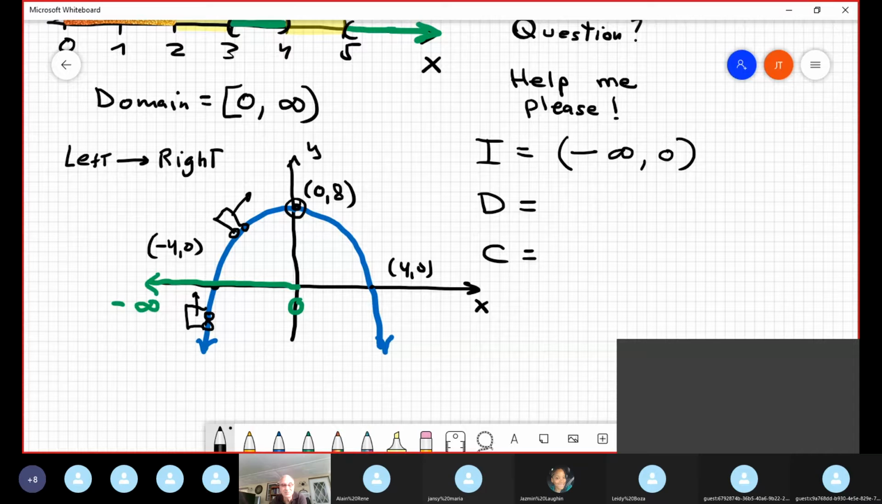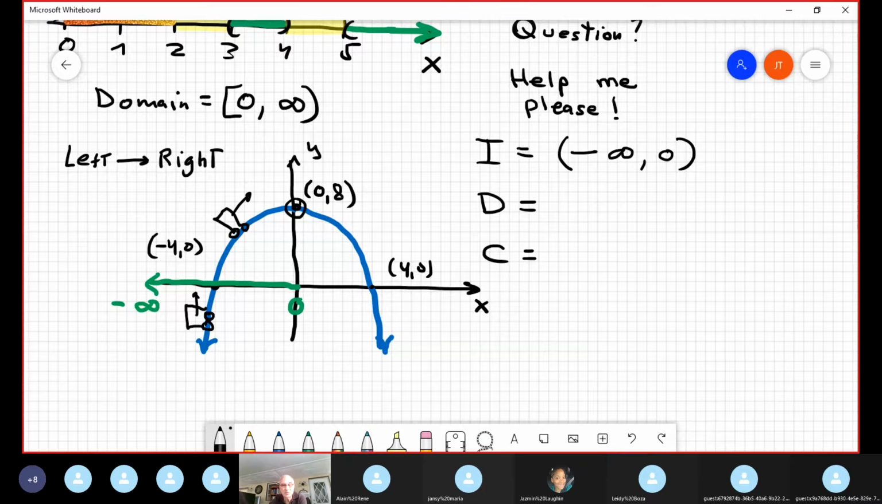Remember, this is a transition point. A transition point is the point where the function changes its behavior. This is increasing, now it starts decreasing. There are different kinds of transition points. Specifically, this is a local max, because it's the point in which the function stops increasing and starts decreasing.